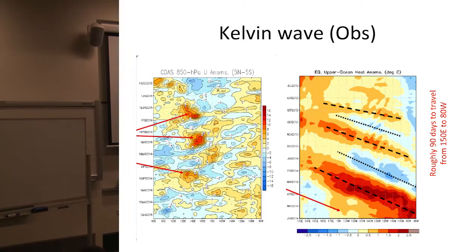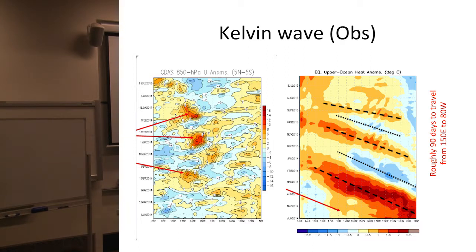Okay, moving on to Kelvin waves in the observations. This is a really recent plot, of this year. I think the labels are really hard. This is January of this year, this is February, this is around March, and this is April. Sorry about the labeling. What we've got here is bursts of westerly wind on the equator. So this is winds blowing from west to east on the equator.